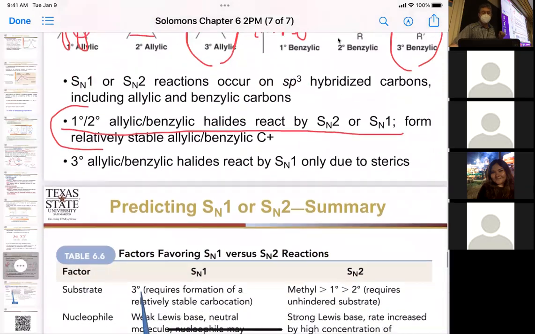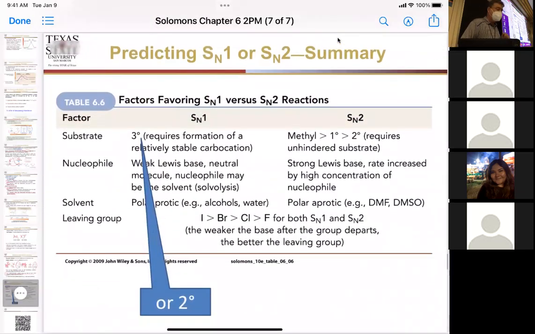Okay, so we're going to summarize and help us predict this, okay? If our substrate is tertiary or a secondary that's big and bulky, you're going to make an SN1 reaction, okay? If the nucleophile is weak, you're going to probably have an SN1 reaction. If the solvent is protic, no, it's an SN1 reaction. The leaving group, again, doesn't really matter. It's the same reactivity for both.